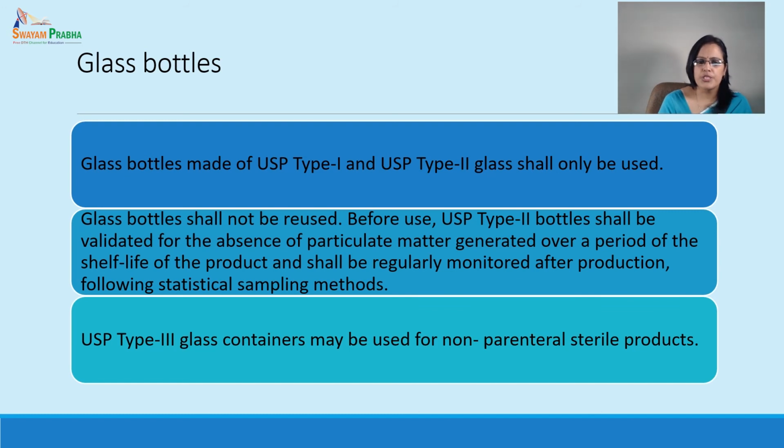Before use, USP type 2 bottles shall be validated for the absence of any particulate matter generated over a period of the shelf life of the product.